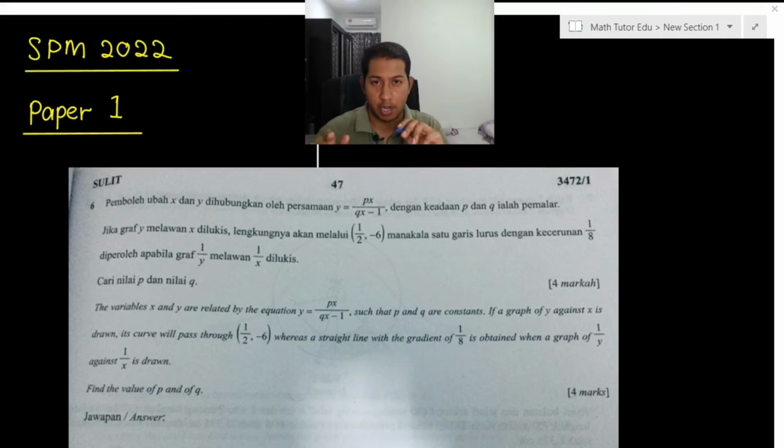Let me read the question now. The variables x and y are related by the equation y equals px divided by qx minus 1, such that p and q are constants. If a graph of y against x is drawn, its curve will pass through (1/2, -6), whereas a straight line with a gradient of 1/8 is obtained when a graph of 1/y against 1/x is drawn. Find the value of p and of q.